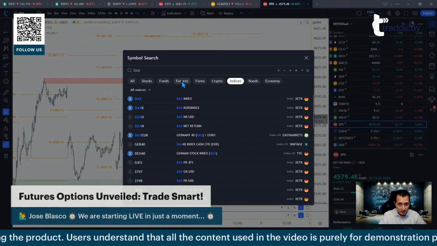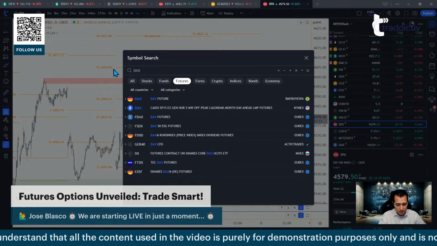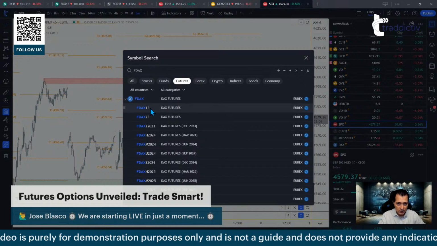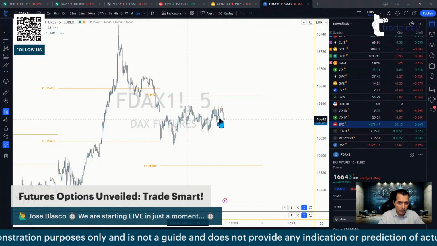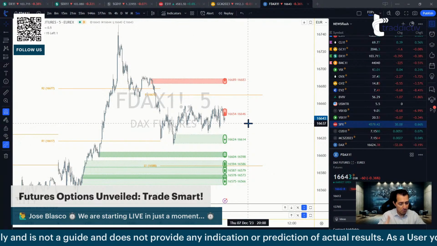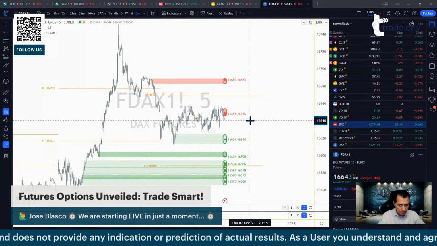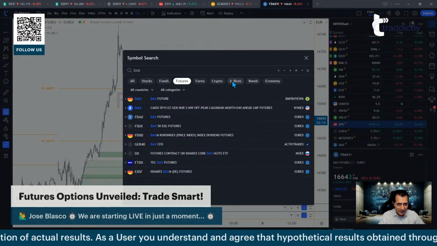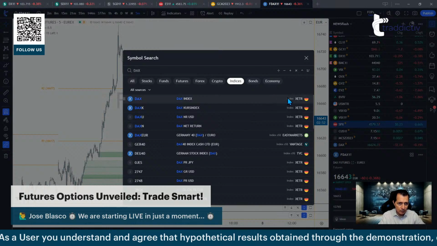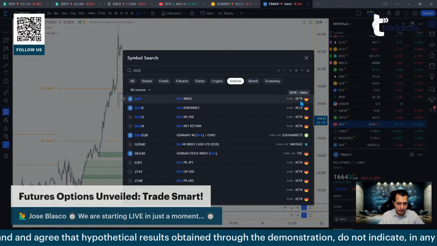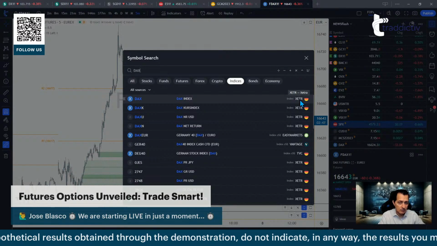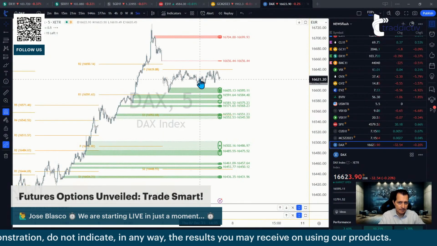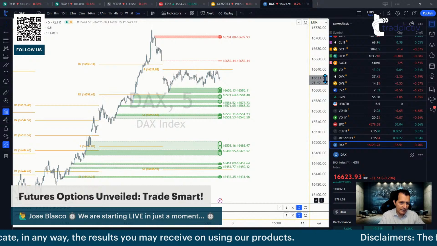Now, you could trade FDAX, okay, which is DAX futures, from the Eurex exchange, and you can trade that just like you would trade S&P futures, or you can load the DAX index, where the DAX index is provided by Xetra. Okay, Xetra is the company processing the calculation of the index. Okay, so here is the index. The index is currently trading at 16,623.